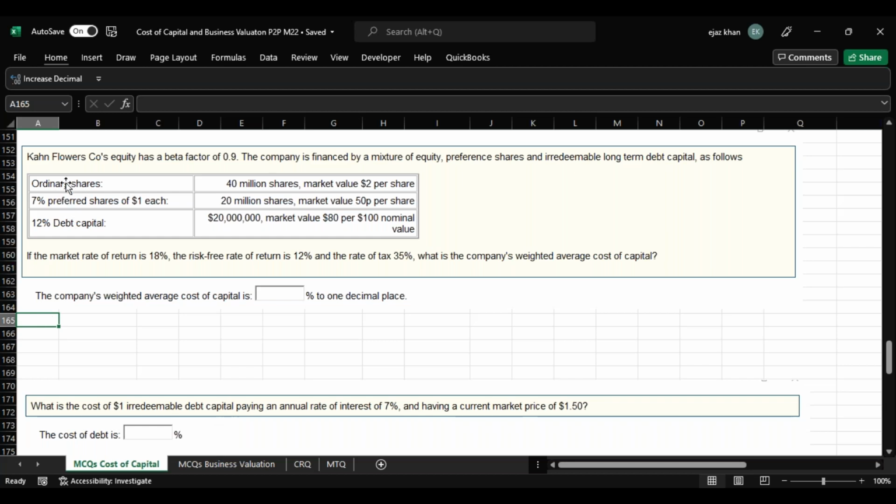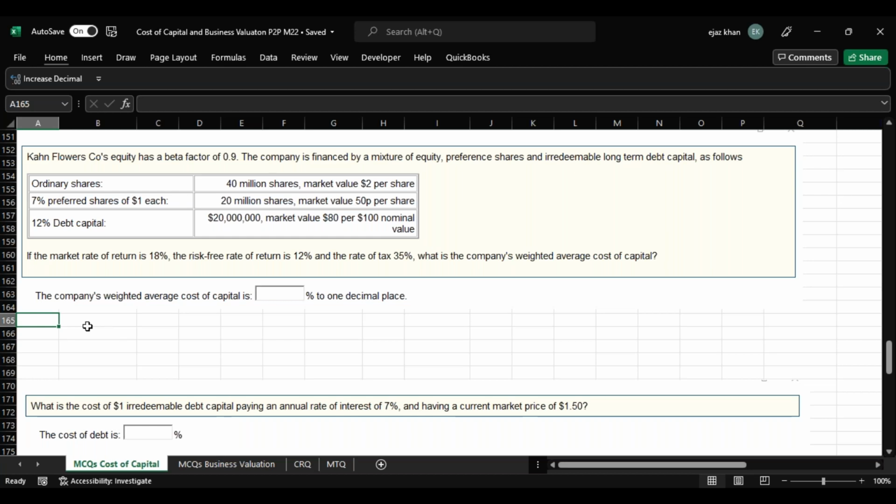We have equity, which is always there. We have 7% preference shares, and we have 12% debt capital. So we have three sources in this question, and we need to find the cost of these sources one by one, and then find the weighted average cost of capital.